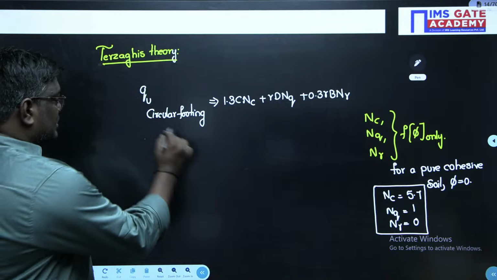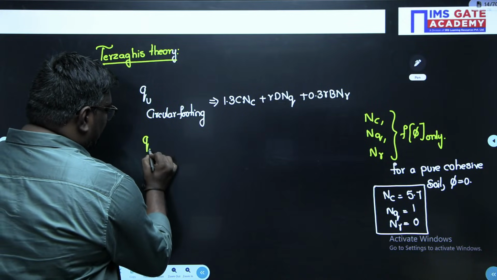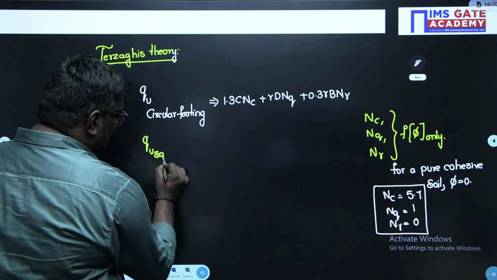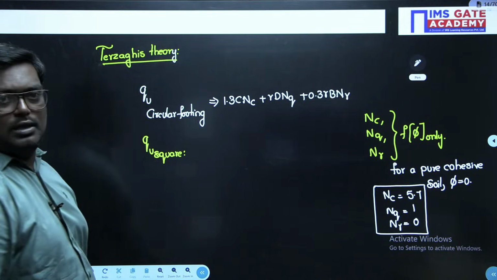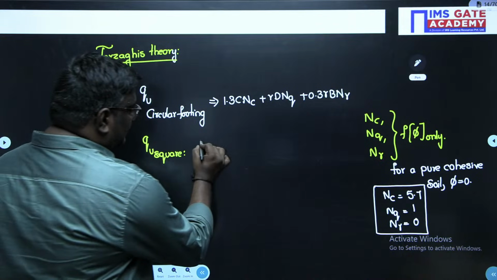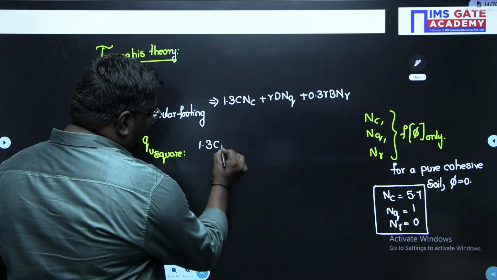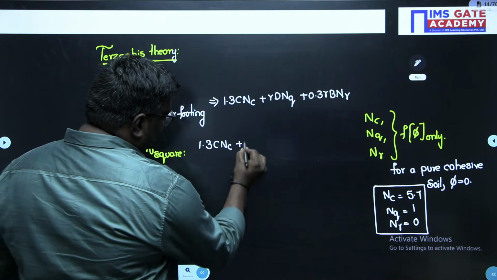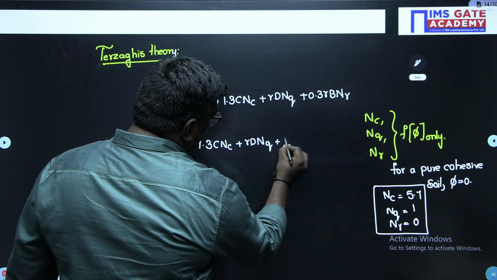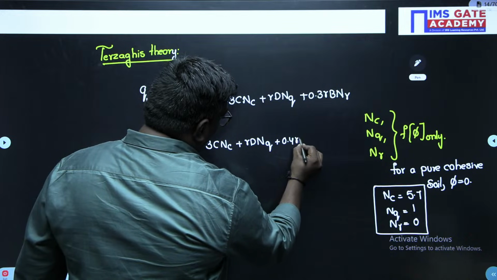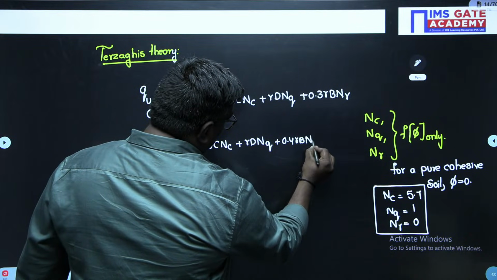Now, my dear students, if they ask you what is the ultimate bearing capacity for square footing, here the ultimate bearing capacity for square footing is 1.3 C N_C plus gamma D N_Q plus 0.4 gamma B N gamma.